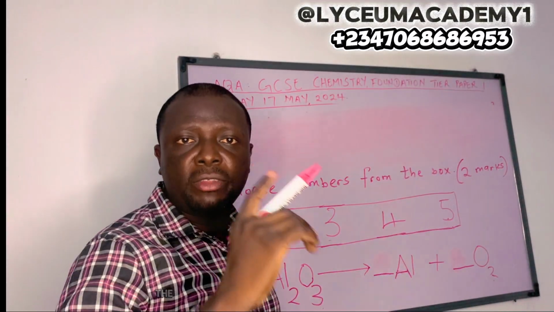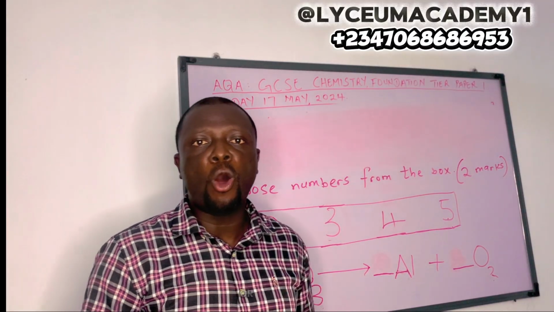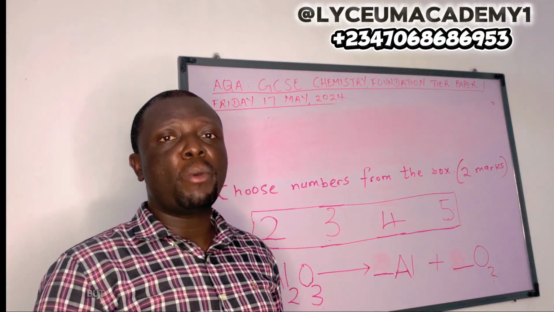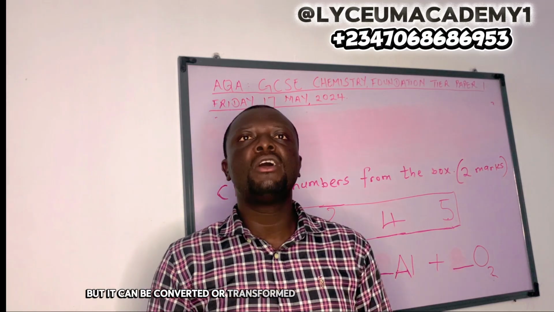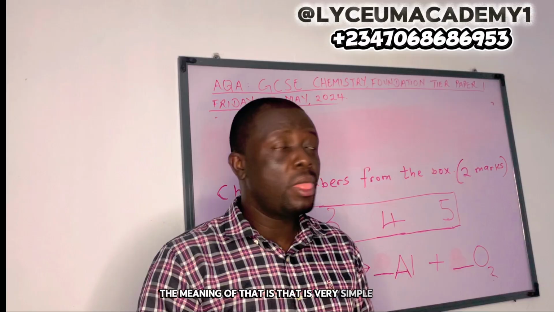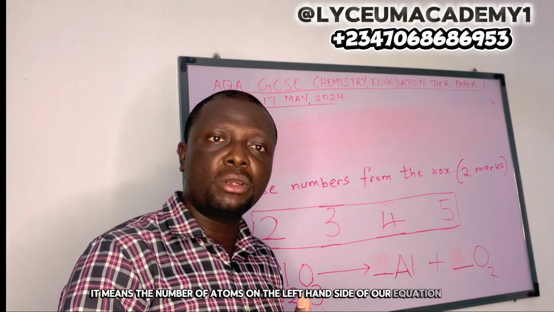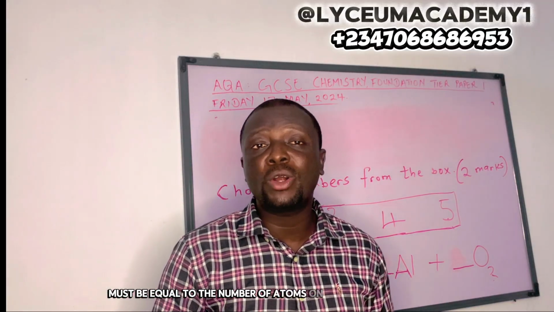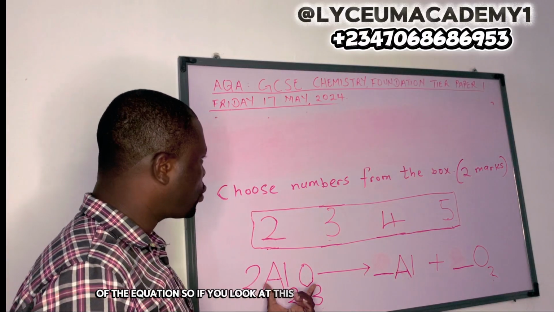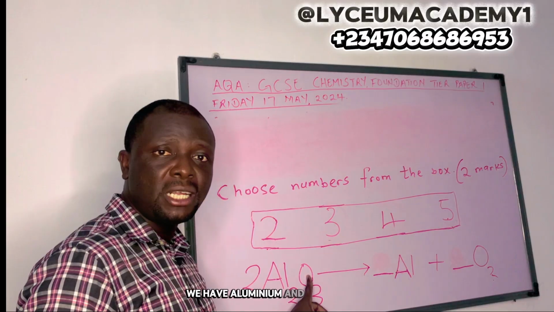So the first step in solving this question is to remember the law of conservation of mass or matter, which states that matter can neither be created nor destroyed, but it can be converted or transformed from one form into another. The meaning of that is very simple. It means the number of atoms on the left-hand side of our equation must be equal to the number of atoms on the right-hand side of the equation. So, if you look at this compound, aluminium oxide, what are the elements we have here? We have aluminium and oxygen.